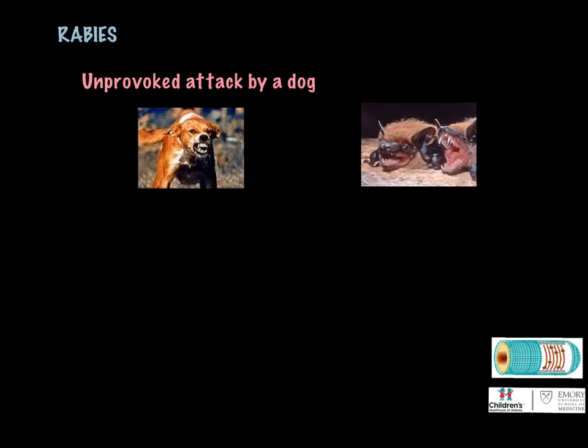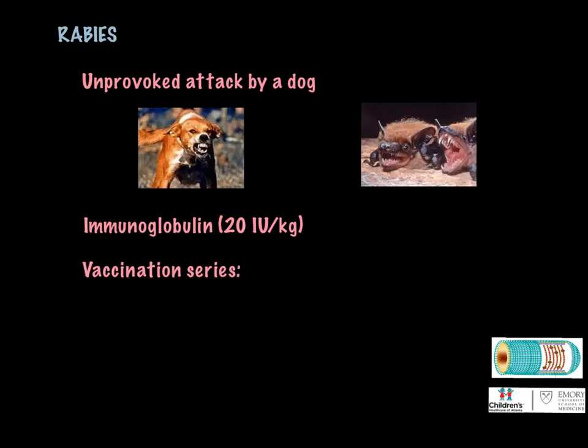So, how do you treat for it? It's all about prevention. All the treatments are targeted towards not allowing the virus to get a foot in the door and start replicating. So, we treat with immunoglobulin, 20 units per kilogram. It is infiltrated in and around the wound, and then the remainder is given intramuscularly in the affected extremity. Then, we give the rabies shot series.